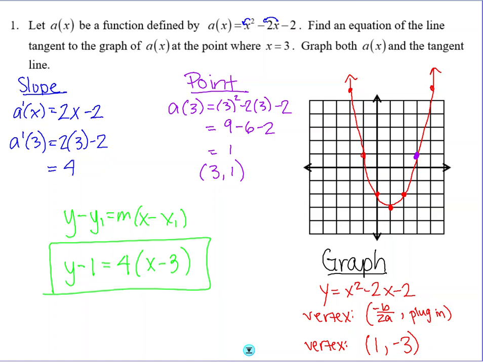To graph the tangent line, we're going to start at our point, which is (3, 1), and then just count out the slope. Our slope is 4, so we go up 4 over 1. And that's our graph.